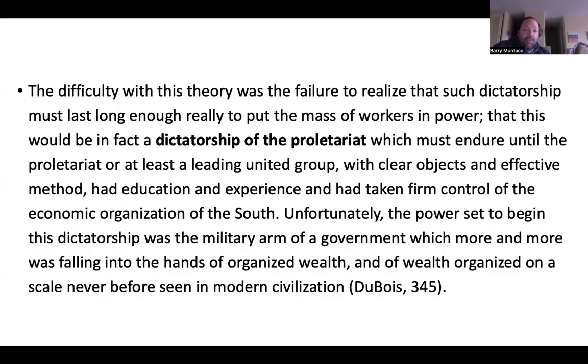And at the same time, you have a government which is controlled by a political party which more and more, as he says, is falling into the hands of organized wealth, which basically becomes the Republican Party that we all know and love to this very day, right? The party of the big business interests in the United States. The early phase of the Republican Party always had that in it, but I think there were these conflicting tendencies within the Republican Party.